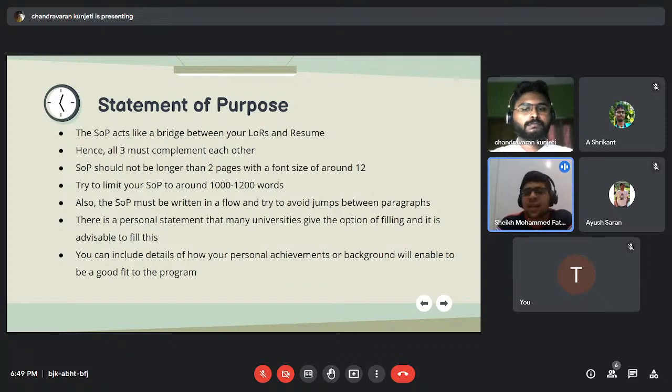And in some cases, I even remember, when I had an interview with the professor, he actually had read my personal statement and quoted a few lines from there. So, like I said, it is very important to give the personal statement.